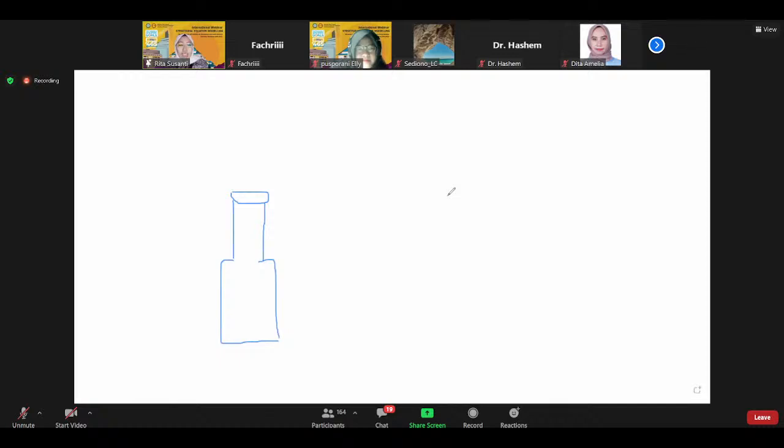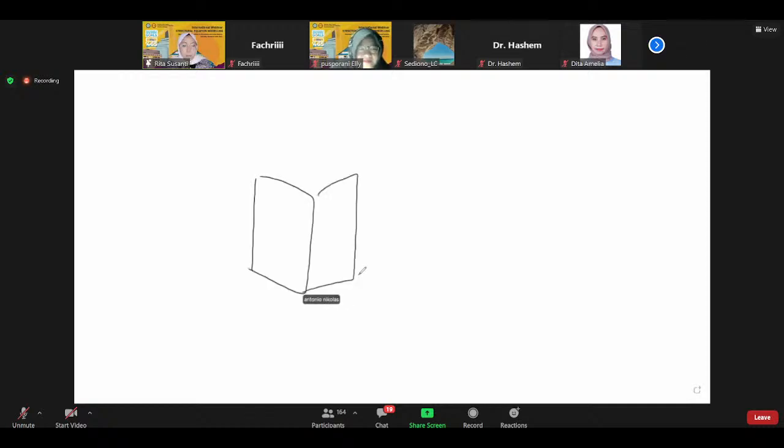Bottle. Yes, it's a bottle. Exactly. The last one, so we have arrived at the last one, will be drawn by Mr. Anton. You may draw. Suitcase. Okay. Yes, it is a book. Okay. Well, this is the last one.